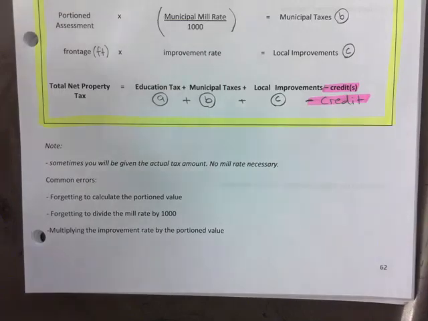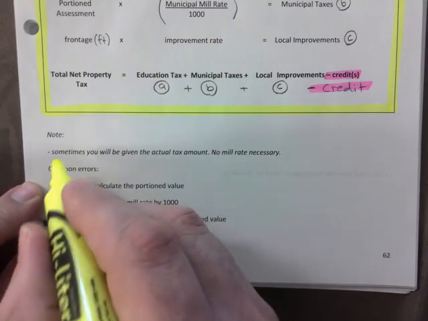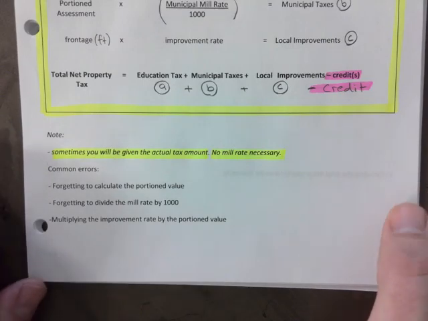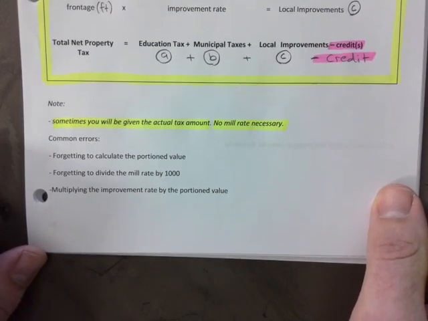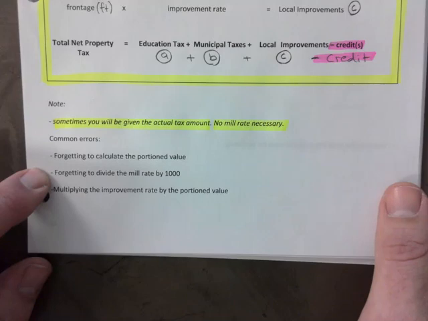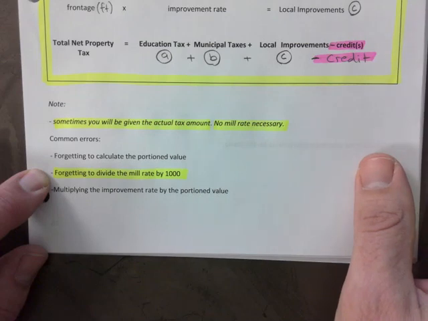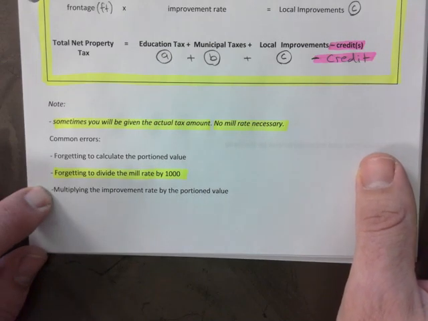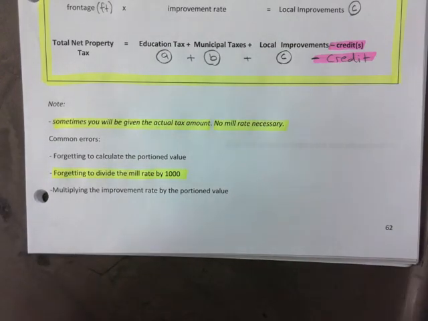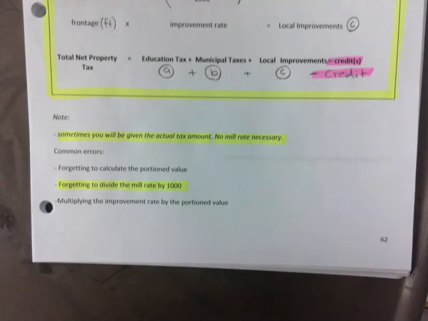It's a template, and we're going to calculate property taxes based on that. Go to the bottom of 62 here. This is important. Sometimes you'll be given the actual tax amount, no mill rate necessary. Common errors: forgetting to calculate the portion value, forgetting to divide the mill rate by 1,000, and this is a really common one, multiplying the improvement rate by the portion value. So maybe right now these errors don't mean much to you, so we'll just dive right into the example, shall we? Let's do this.